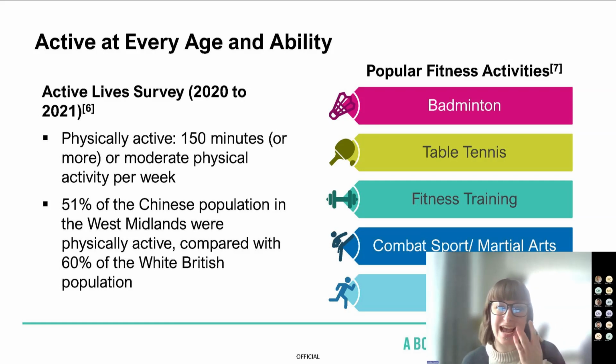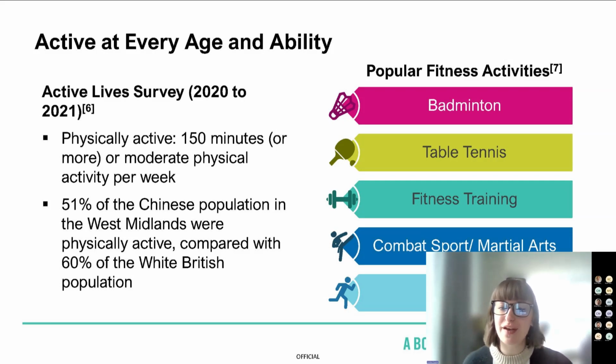But you can also be classed as physically active if you do 75 minutes or more of vigorous physical activity per week. And this can be anything that's high intensity. So running, for example, is a vigorous physical activity. Now, overall, in the West Midlands, the Chinese population were slightly less active than the white British population. So 51% of the Chinese population met those physical activity guidelines compared with the white British population.